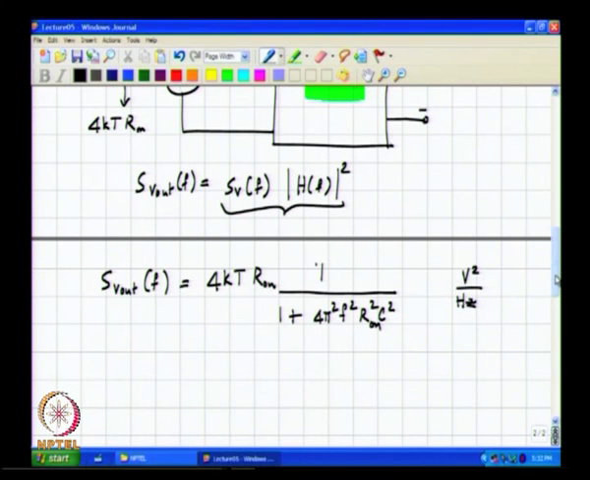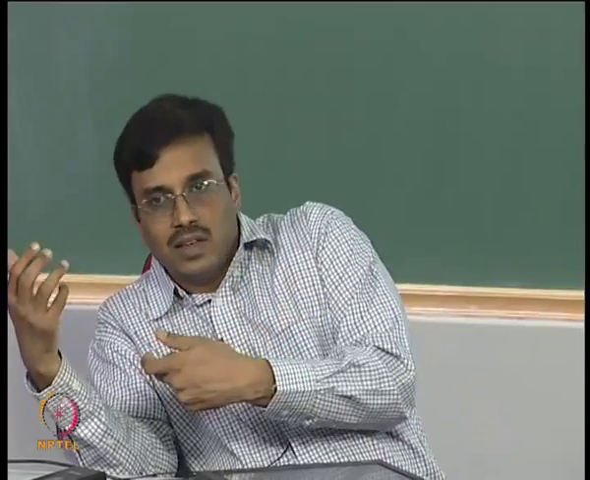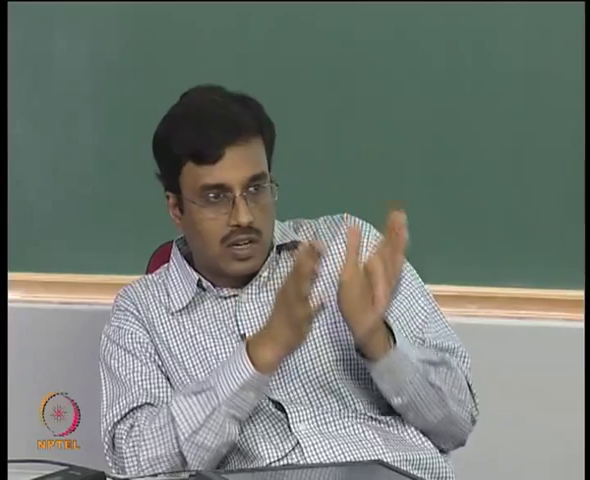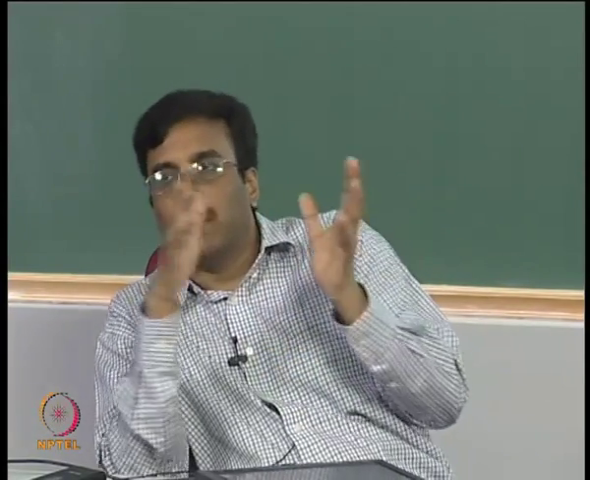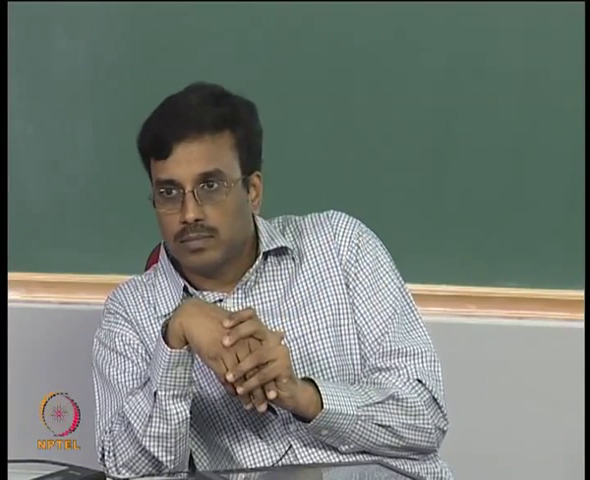The input noise source had a uniform power as a function of frequency. You pass that through a filter whose gain is varying as a function of frequency. So, it follows that the output power is the input power multiplied by the square of the gain at that frequency. So, the output spectral density will be the input spectral density multiplied by mod H of f the whole square, correct.